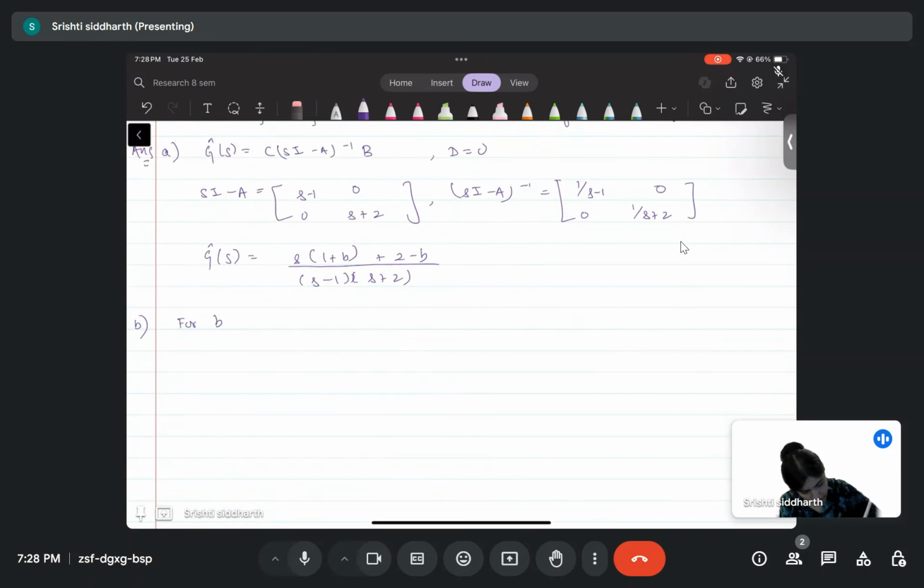Now for b equals 0, let's see if there is a pole-zero cancellation. So G hat of s becomes (s plus 2) upon (s minus 1)(s plus 2), which implies that there is a pole-zero cancellation.